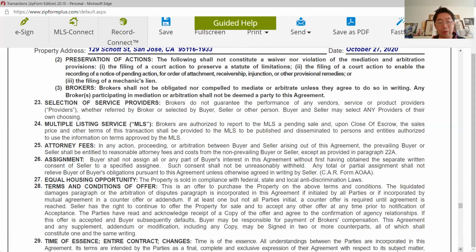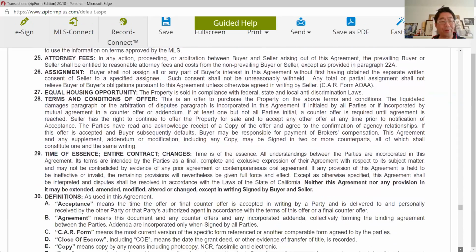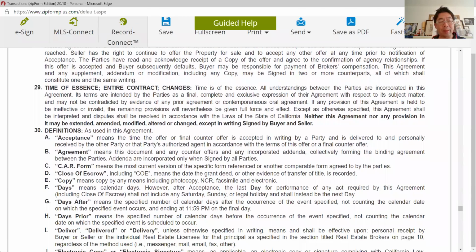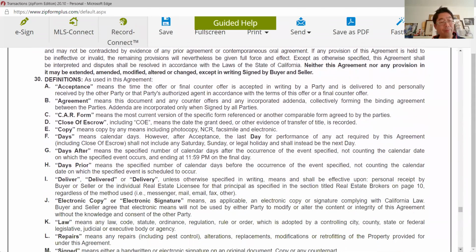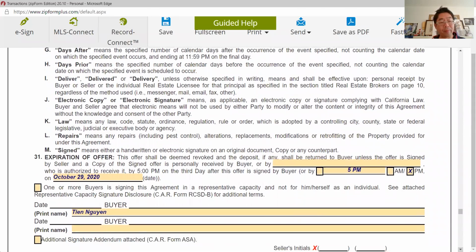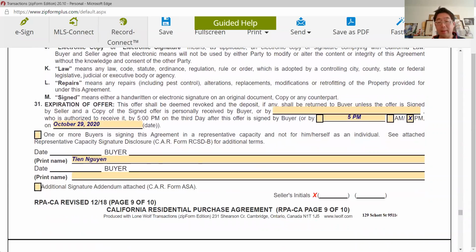Okay, so this is just explanation, so I think it's fine. And now it comes to the definition of each term they are talking about. So we already know pretty much what we need to know. And this is the buyer signer.